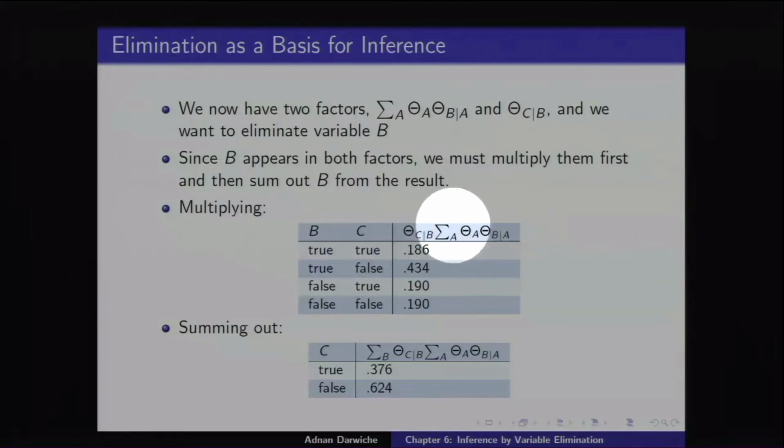And this is the trace of it. And then I'm going to sum out B from that, and then I get this. That's our final result. That's the marginal over C. And look what happened here. That's how I got it.